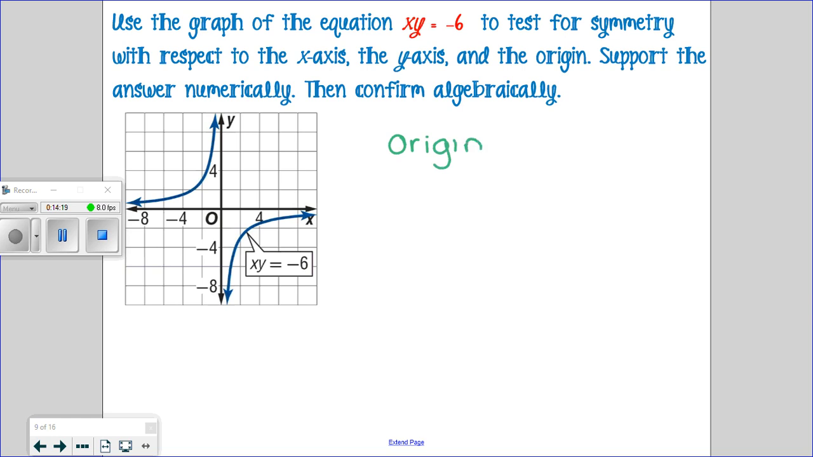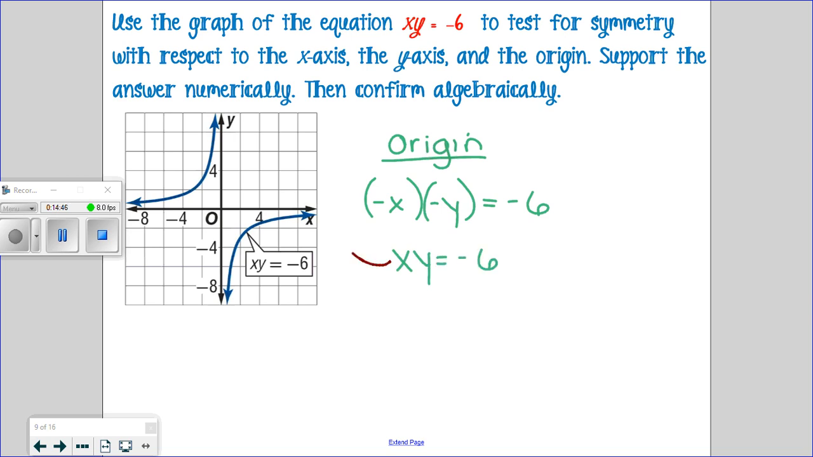Origin. Okay. If I want to test for origin, what am I replacing? X and y. So I'm going to take my equation. Instead of x, I write negative x. Instead of y, I write negative y. There's my setup. And my cleanup's going to take me one step. A negative times a negative is positive. So I can rewrite that as xy equals -6.